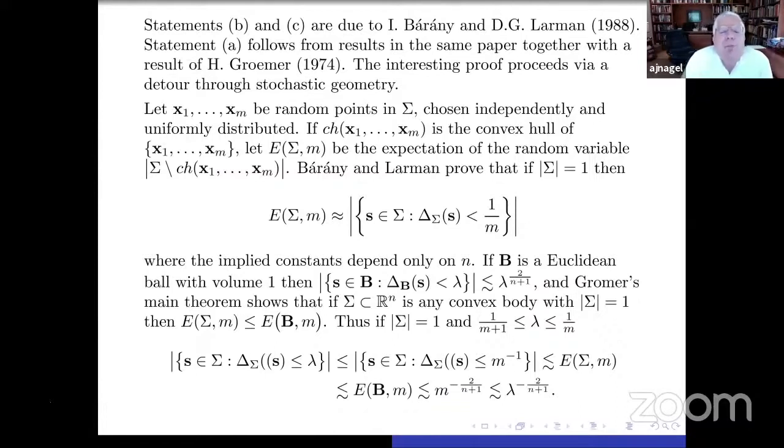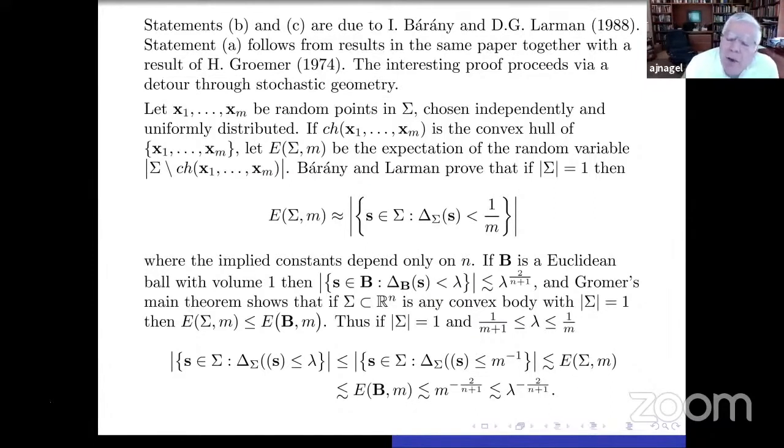So the idea is the following. You have this bounded convex set sigma, and you choose m random points in sigma. They're chosen independently and uniformly distributed. And you look at the convex hull. And now you let E be the expectation of the volume of sigma minus that convex hull. What Bergman and Larman proved is that at least if the volume of sigma is 1, then as the number of points m gets large, this expectation is bounded above and below by constants that only depend on n, times the volume of this sublevel set.